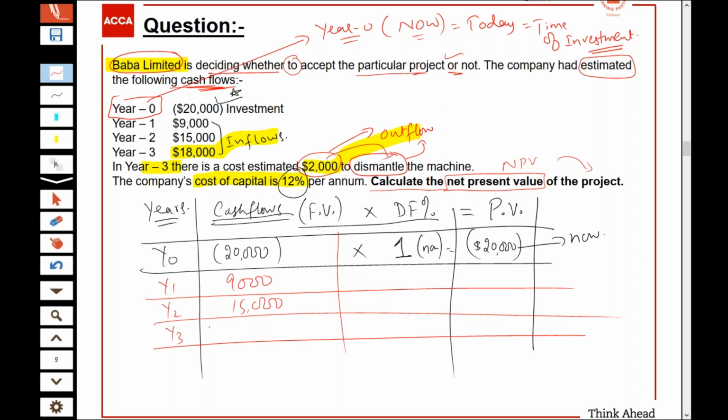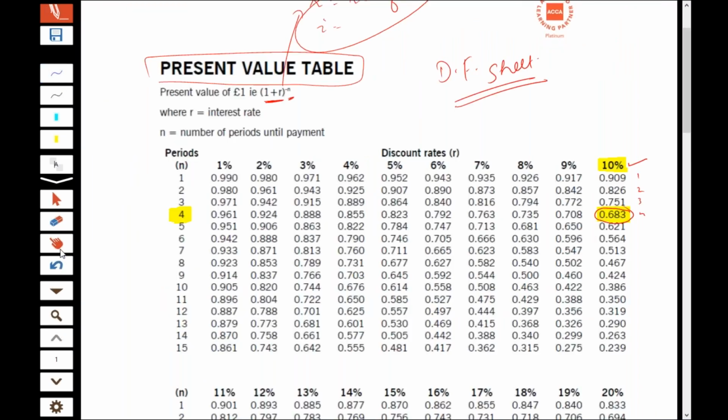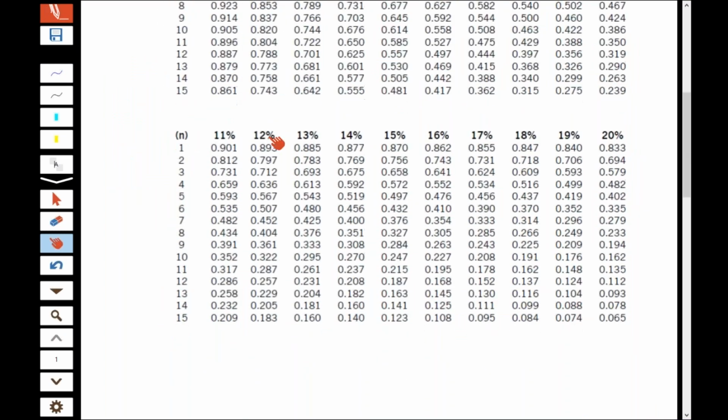Year 3. So that means it would become 18 minus 2. Sorry, 18 minus 2. That would become 16,000. These all are my future values, and the discount rate is 12%. Okay, now I'm opening that sheet. That is the 12% column.